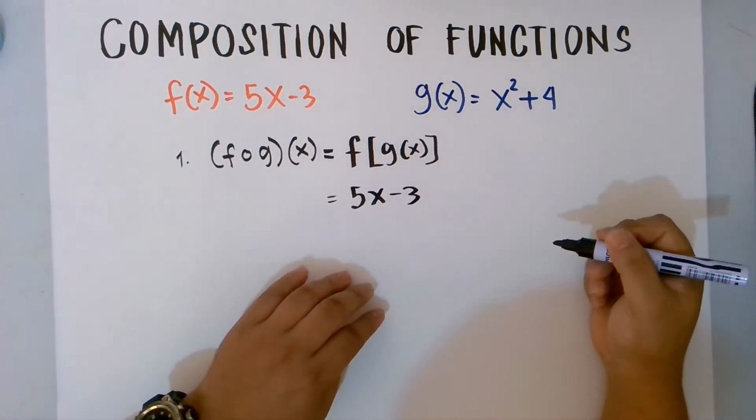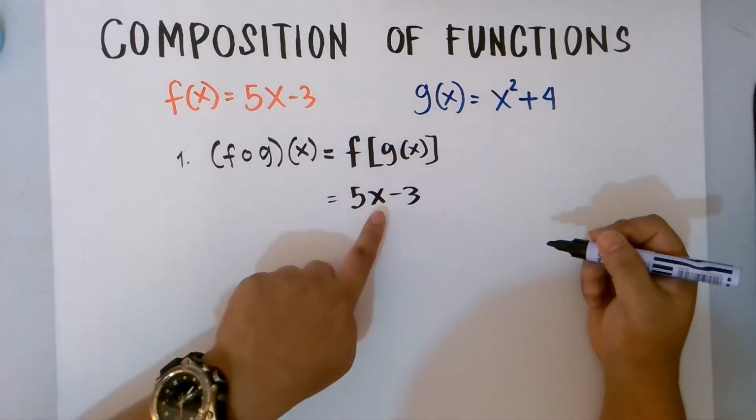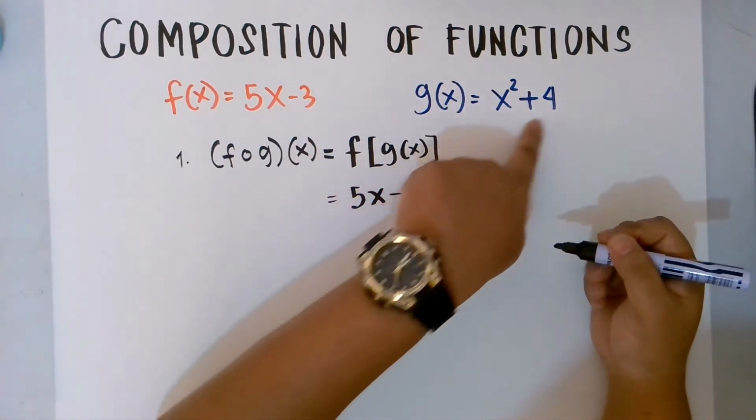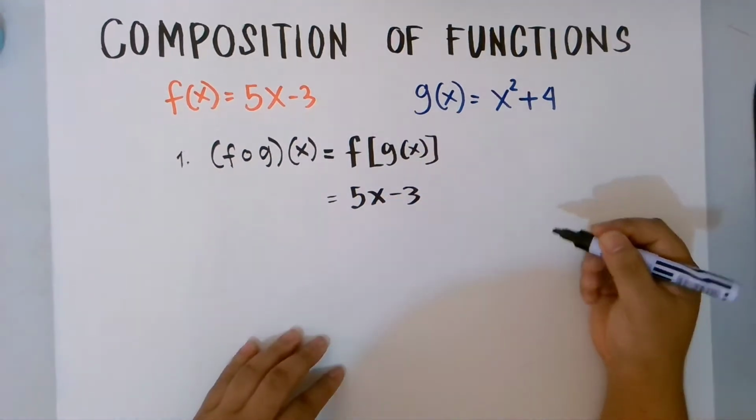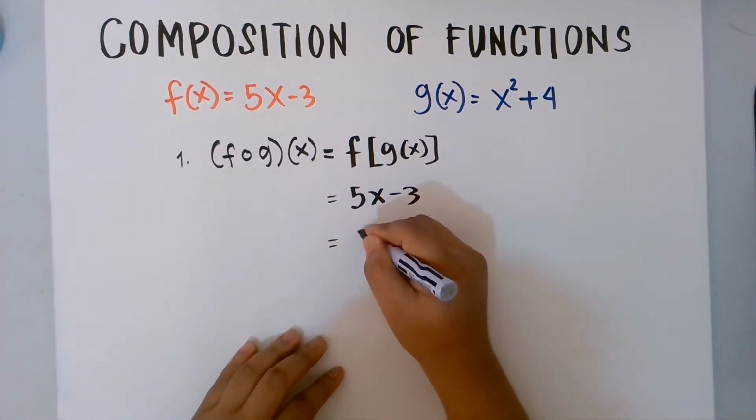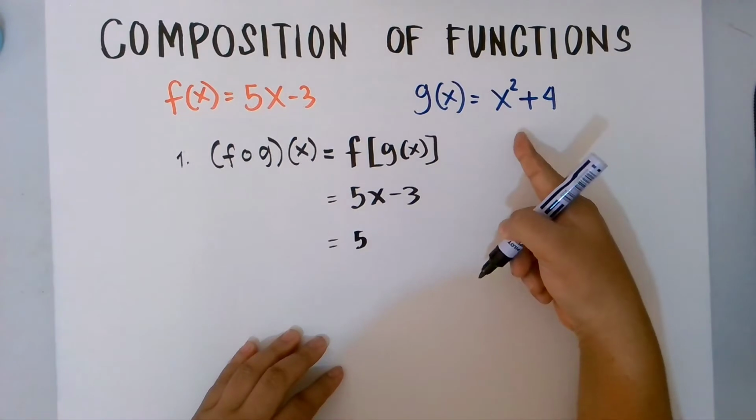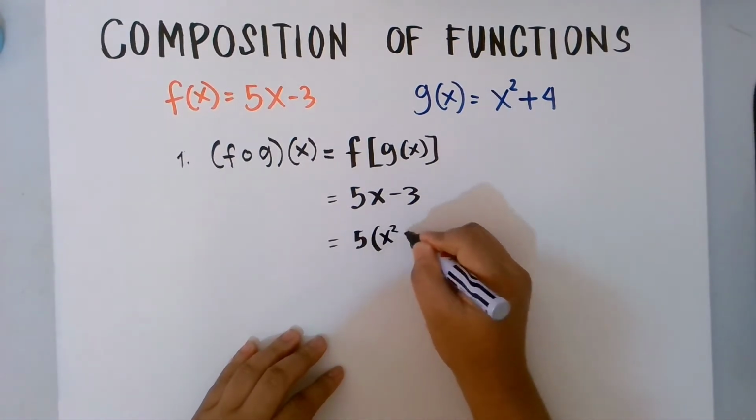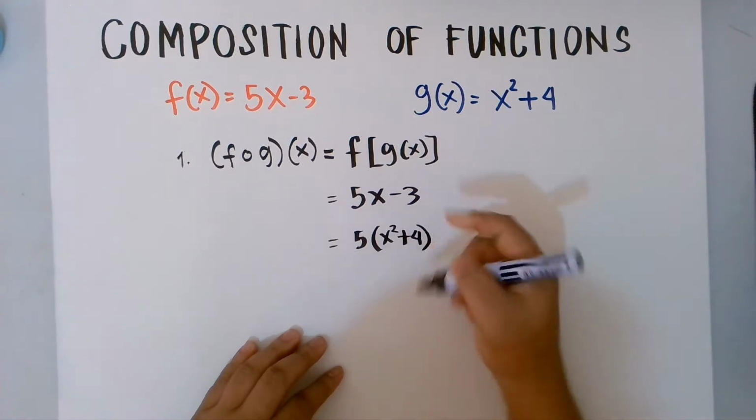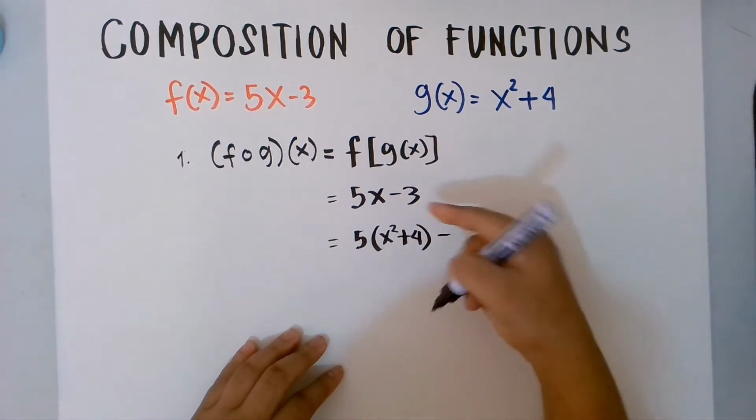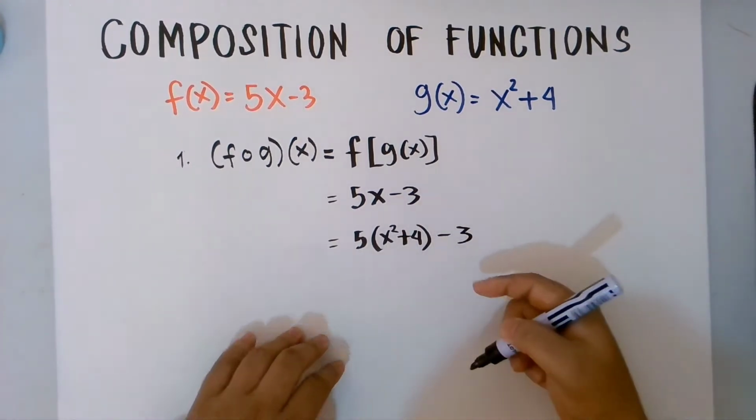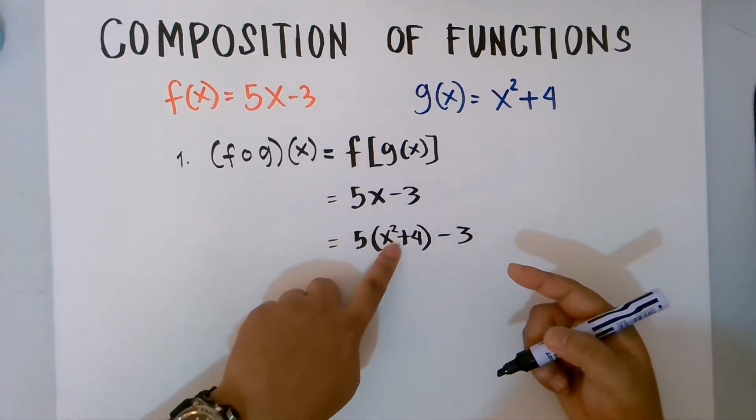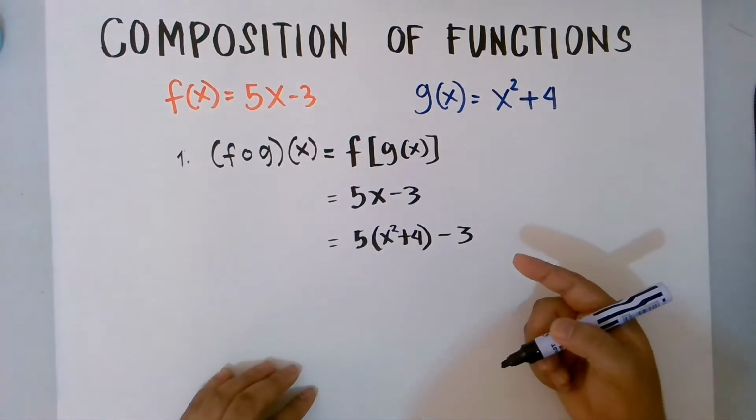Okay, so yung x dito ay papalitan natin ng g of x and the value of g of x is x squared plus 4. So we will replace that. So 5, then yung x ay papalitan natin ng x squared plus 4. So it will be times the quantity of x squared plus 4, then minus 3. Okay, then ayan pa rin yung f of x natin, yung 5, yung x squared plus 4, then minus 3. Pinalitan lang natin yung x.